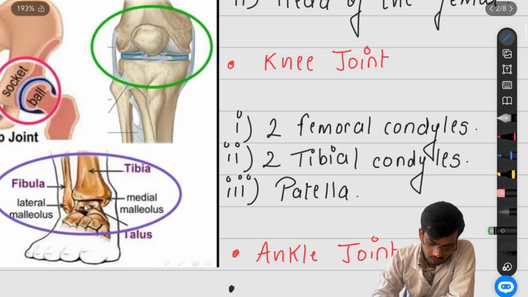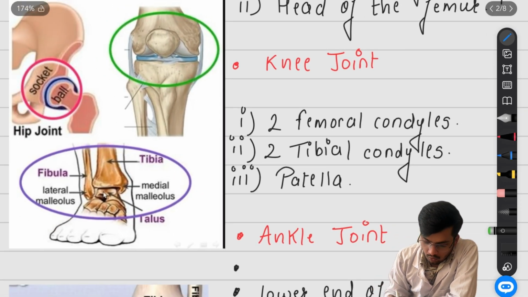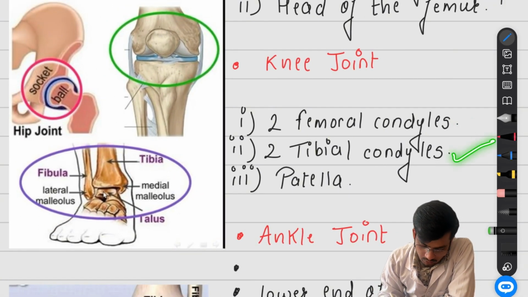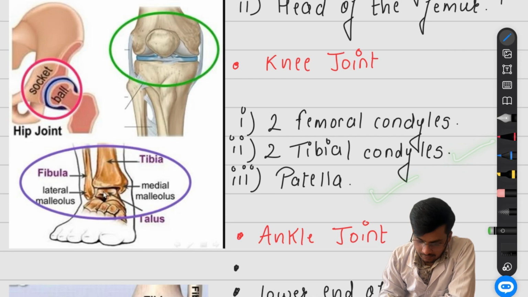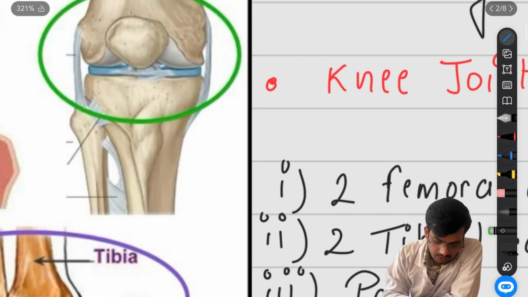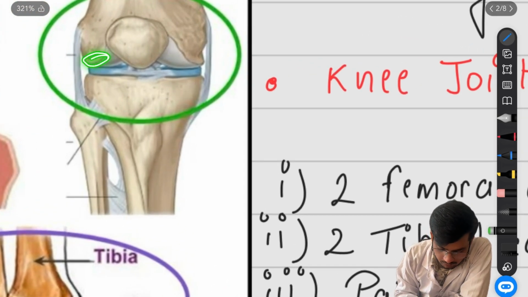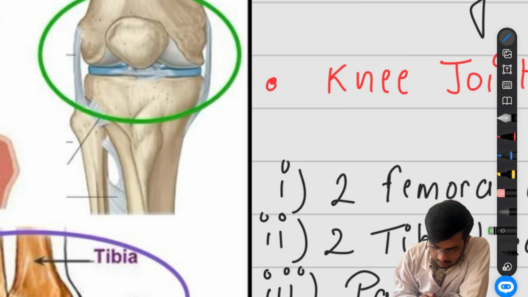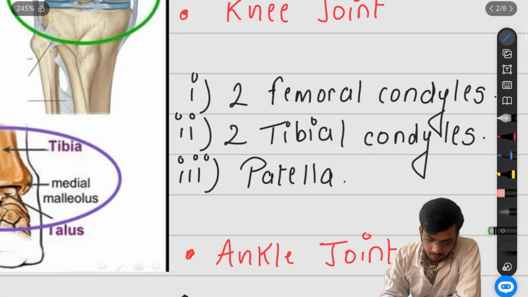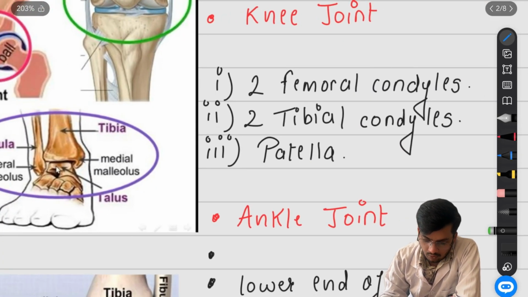Next one, we have the knee joint. We have two femoral condyles, two tibial condyles, and the patella. You can see this is your femoral condyles, this region is your tibial condyles, and this region is your patella or kneecap. Those are the articulating surfaces for the knee joint.